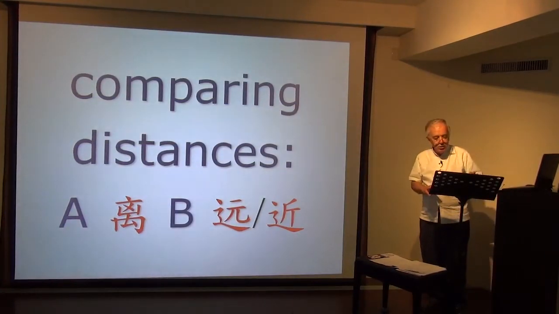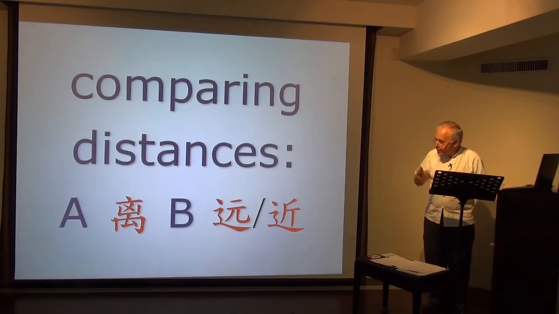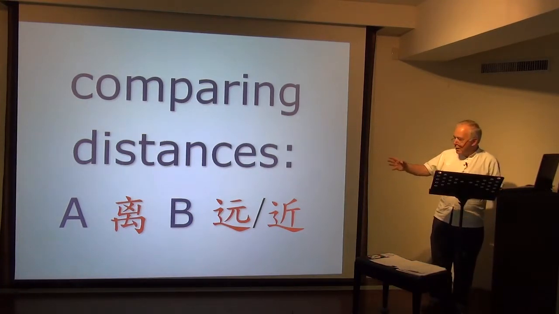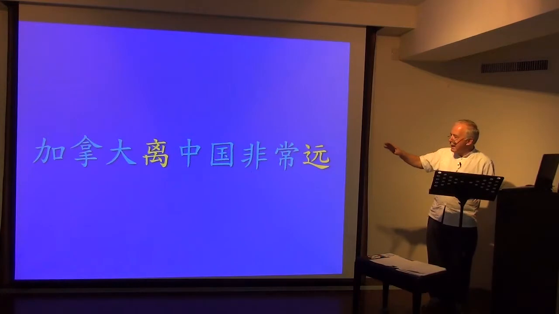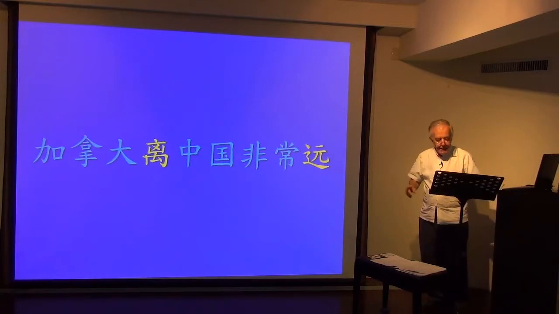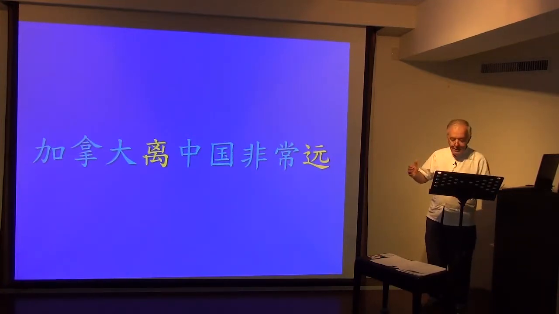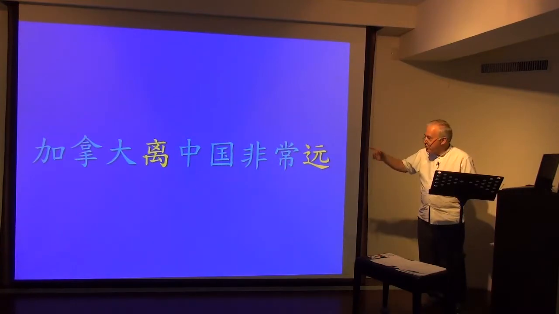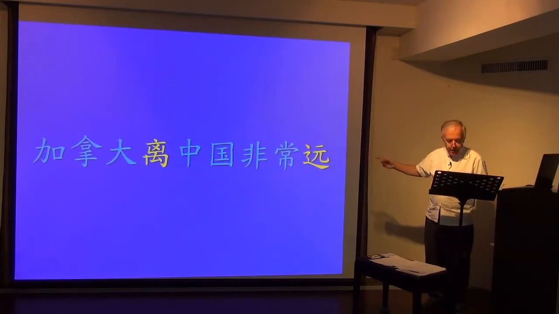Comparing distances. We're now going to look at 3 different ways of comparing in Chinese. The first is comparing distances, but only as to whether near or far. And so A 离 B 远 or 近. Here we have 加拿大离中国非常远. Now note the difference between Chinese and English. In English we say the post office is far from the train station, where Chinese says the post office from the train station is far.